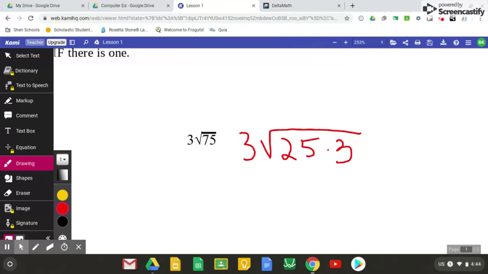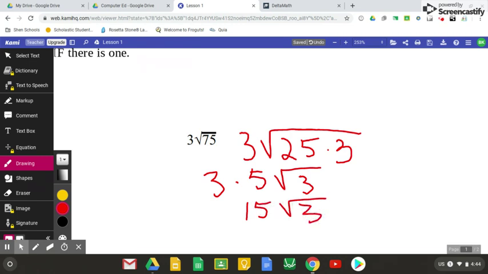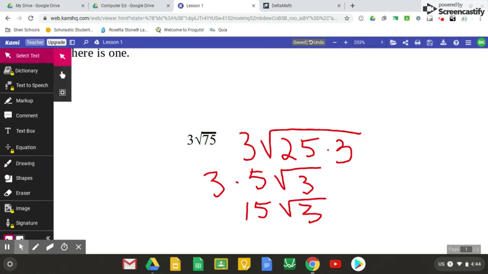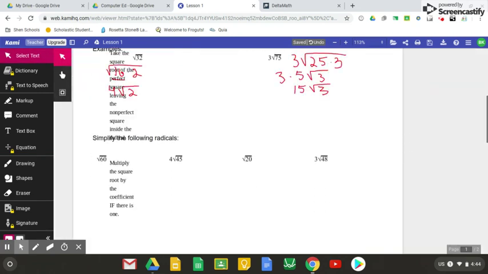All right, so now I take the square root of the 25. This 3 is still out there. But I'm going to put a multiplication between the 3 and whatever the square root of 25 is, which is 5. And my other 3 is still under here. So then I do 3 times 5 next, and that's 15. So this simplified is 15 radical 3. All right, let's scroll to the bottom.